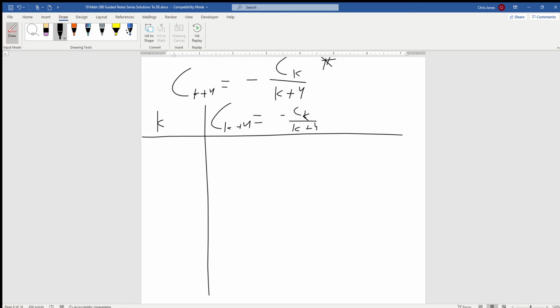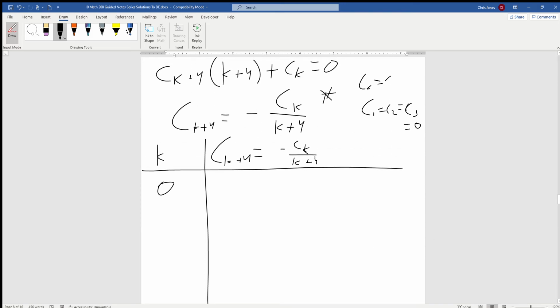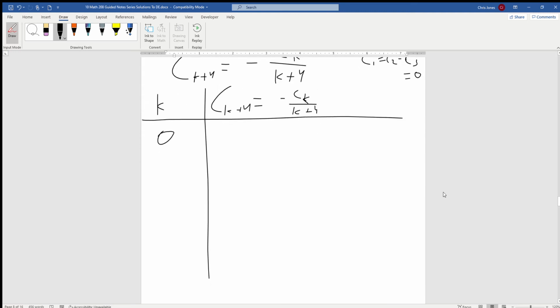Alright, so how does this work? Remember that we found C1, C2, and C3 were all equal to 0. Alright, so we have to recall that, and C0 is just an initial term. We don't know what C0 is, so C0 is just C0. It's just like the origin. So let's just plug in. We plug in 0, we get C0 plus 4, which is 4, is equal to the opposite of C sub naught, or C0, divided by 4. And we don't know what that means because we don't know what C0 is. In fact, we just know that it's the initial term.